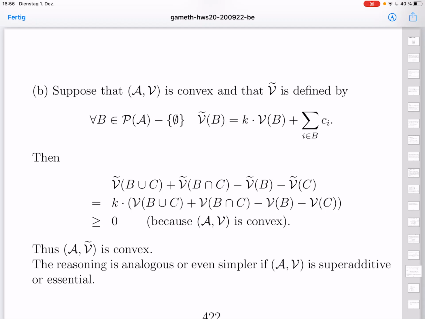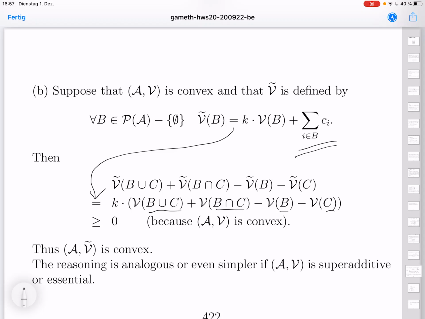So our formula here tells us that we get k times the collision value V of the union, plus k times V of the intersection, minus k times V of the first, minus k times V of the second one. And the sums of these constants cancel out, because we have the sum over all the members in the first set and the second set on the left-hand side, and on the right-hand side, those in the union, those in the intersection, minus those in the first, minus those in the second, and so this cancels out.